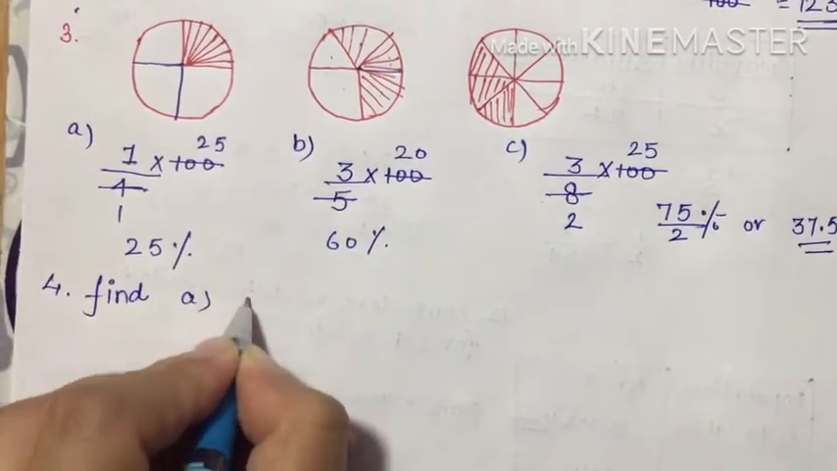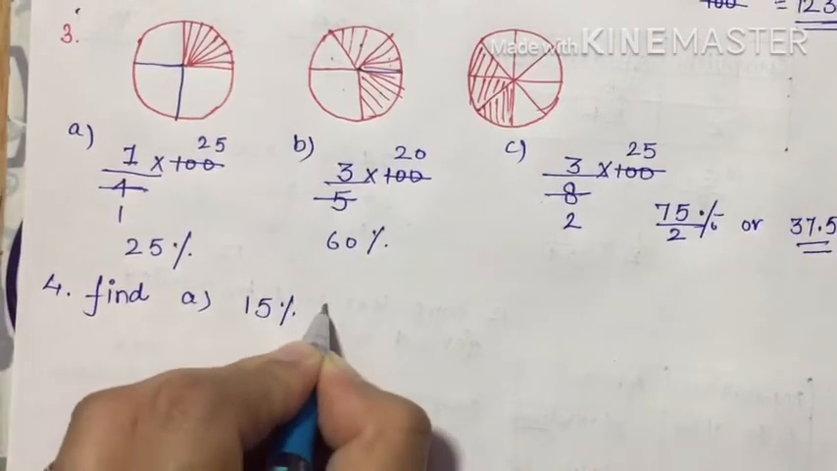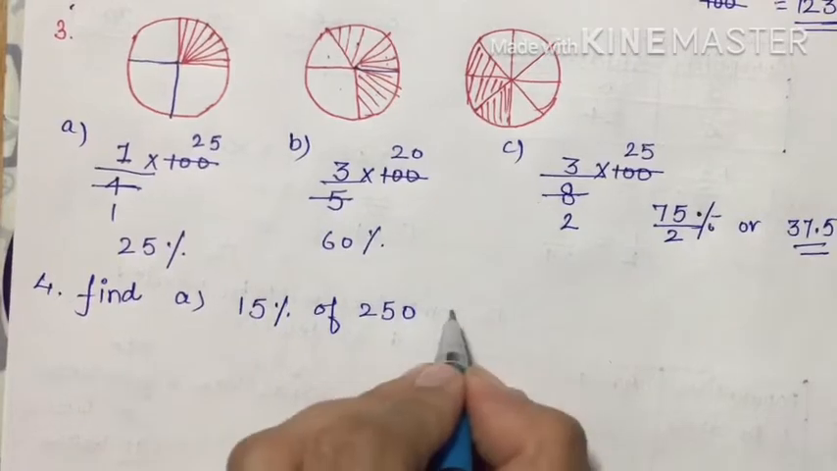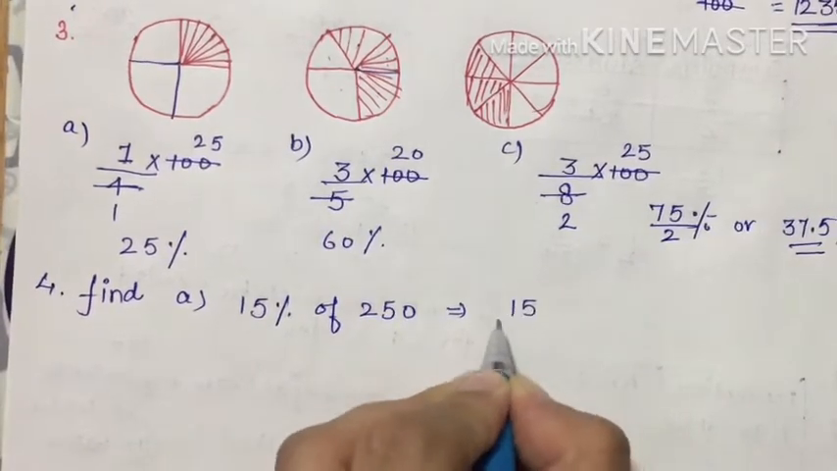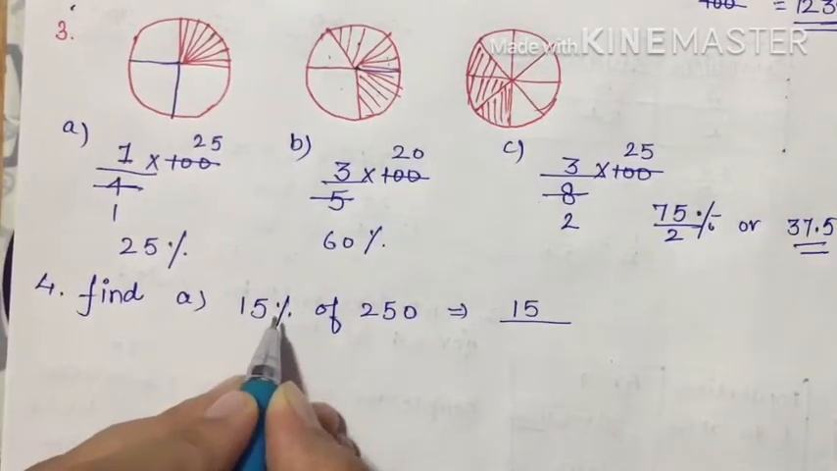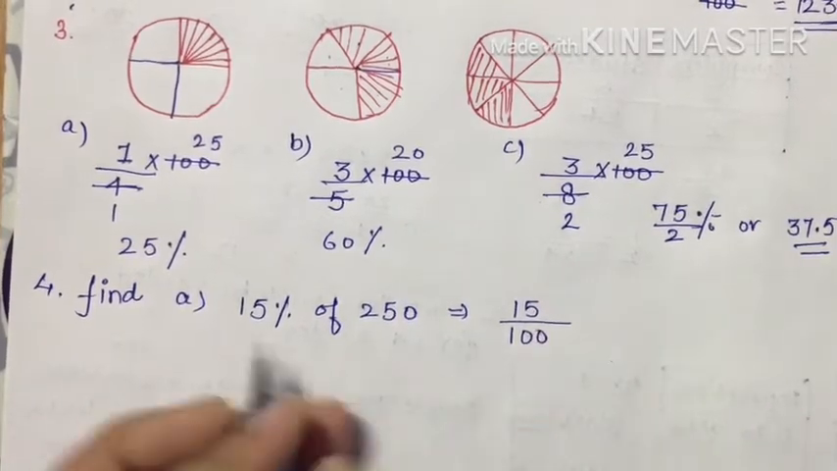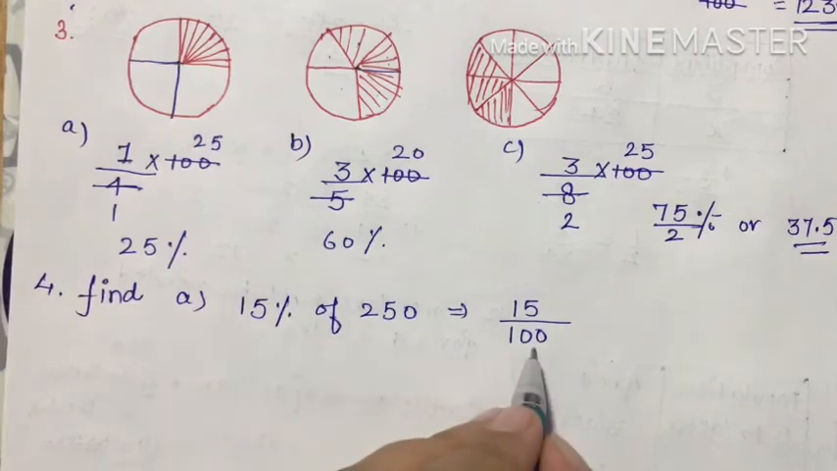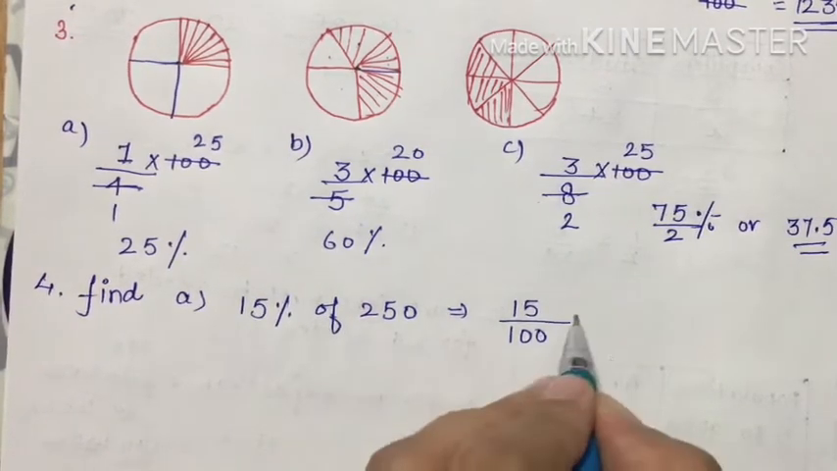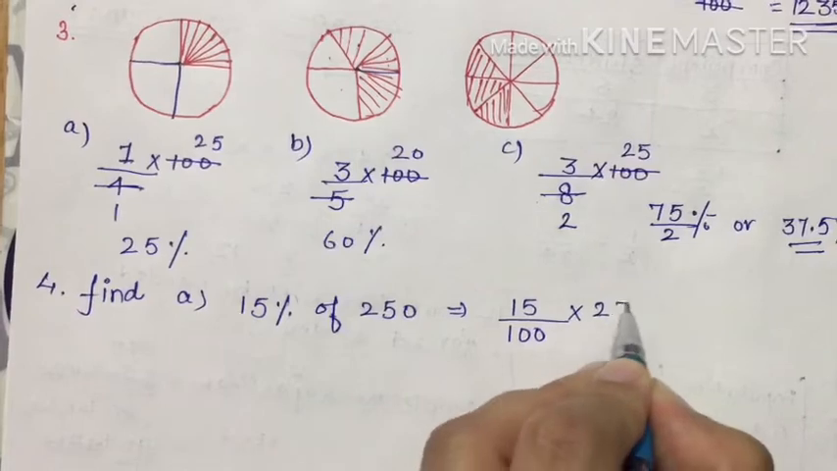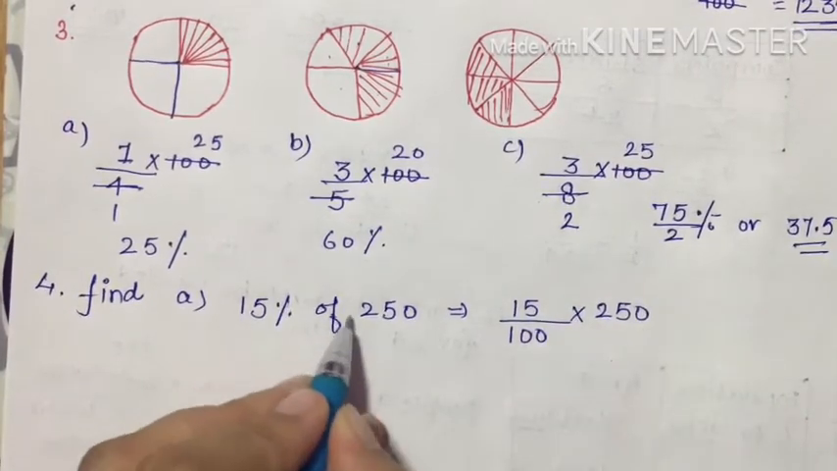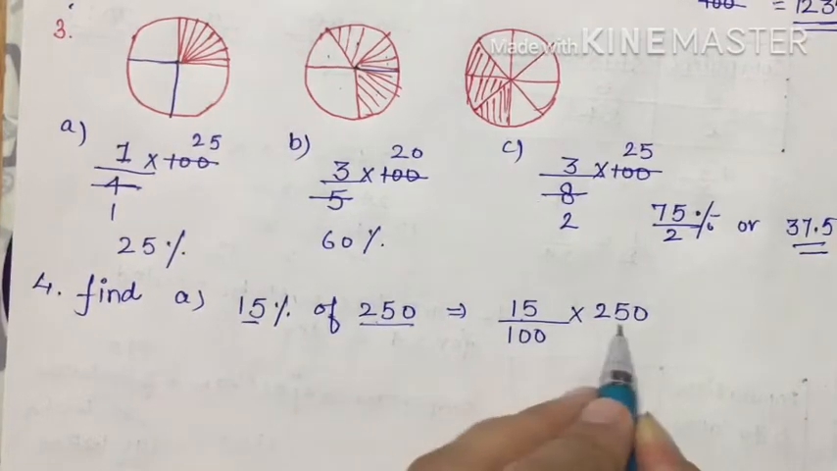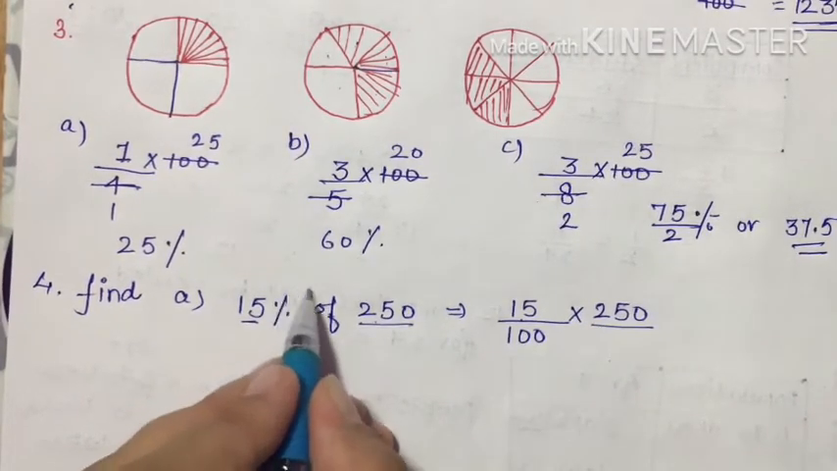A part of it, 15% of 250. See, this is a very simple way. How can we do it? 15 will remain the same. If we want to remove this percentage, then 100 will become our denominator. This is a procedure. Of means multiply, and 250 will remain the same. That means 15 at its own place, 250 at its own place.